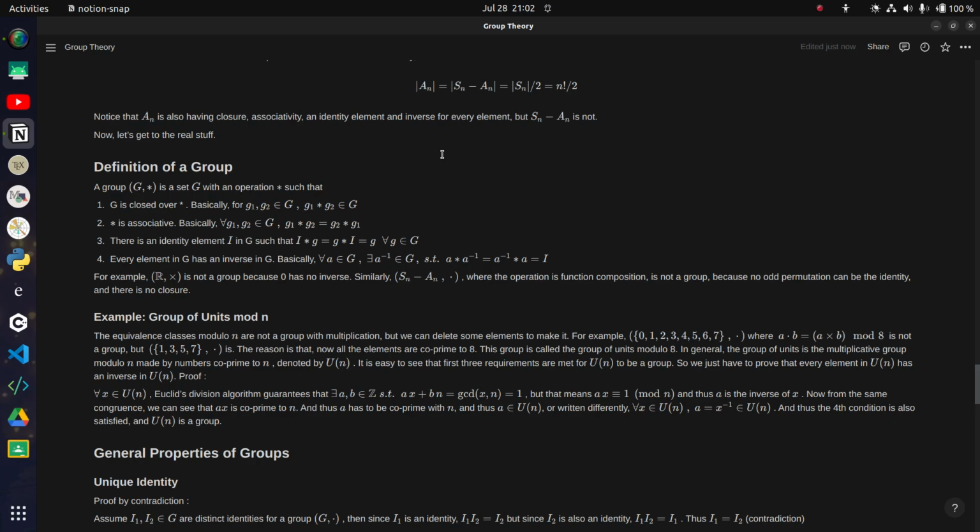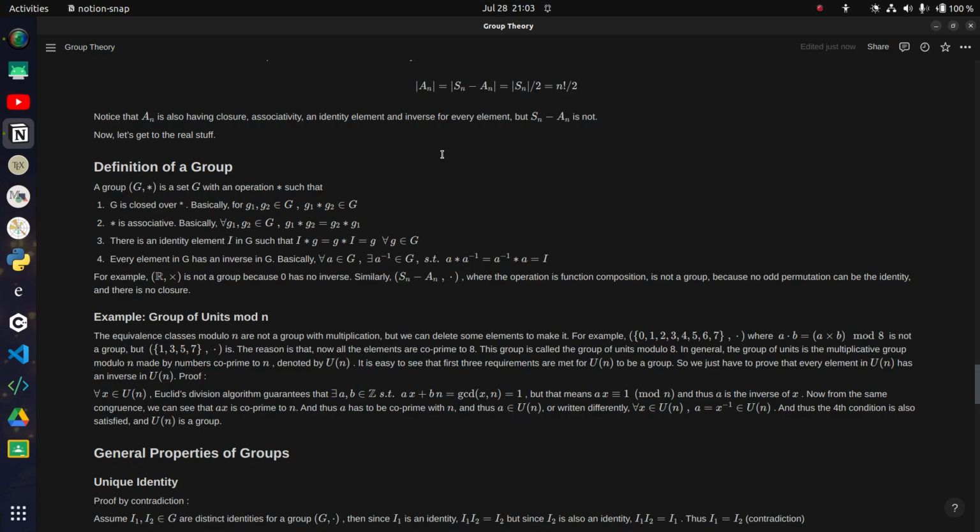A group, denoted as (G, operation). Well, a group is a set with an operation such that first, G is closed over that operation. The operation is associative. There is an identity element in G for that operation, of course, and every element in G has an inverse according to that operation in G. So for all a in G, there will exist an a inverse, right?